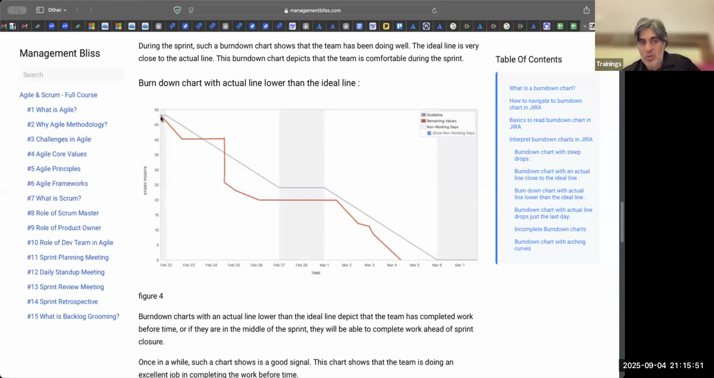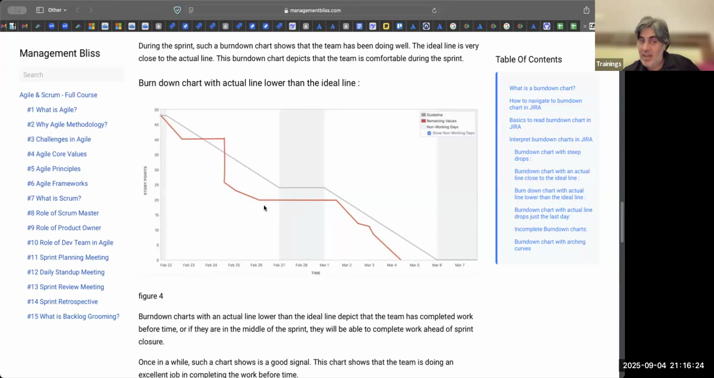So this team took 48 points of work and they completed it 2 days or 3 days before their sprint closure. Very good. But if in the next sprint this happens, in the sprint after that this happens, or in the last 5 sprints, 4 sprints you see this trend, this means they can do much more. They can do probably 60 or 80 points, but they are doing less.